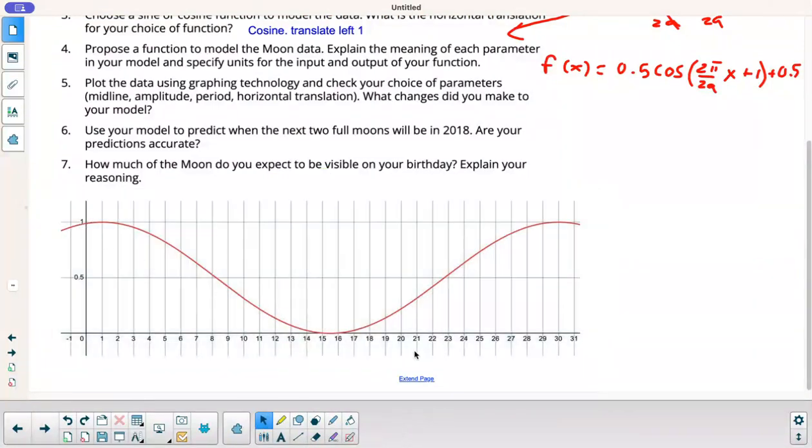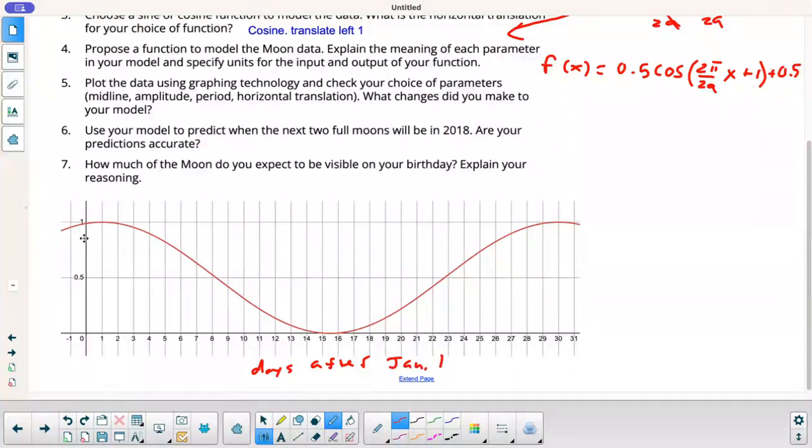All right, there it is. Okay, this is my function. So notice on day 1 day after, so that'd be January 2nd, we're up here at the full moon. So I'm going to maybe label this days after January 1st, and then this is moon visible, amount of moon visible on the y-axis. All right.